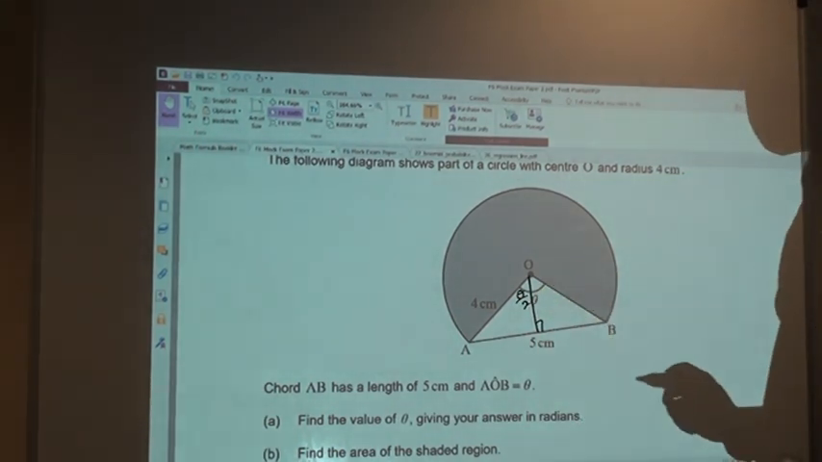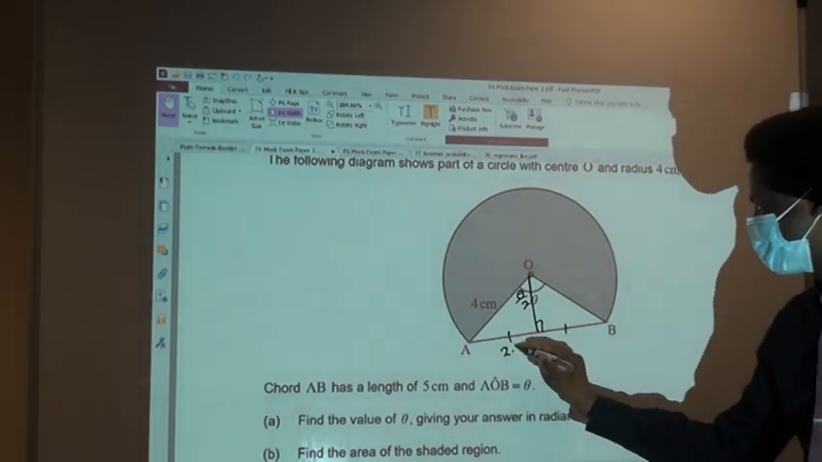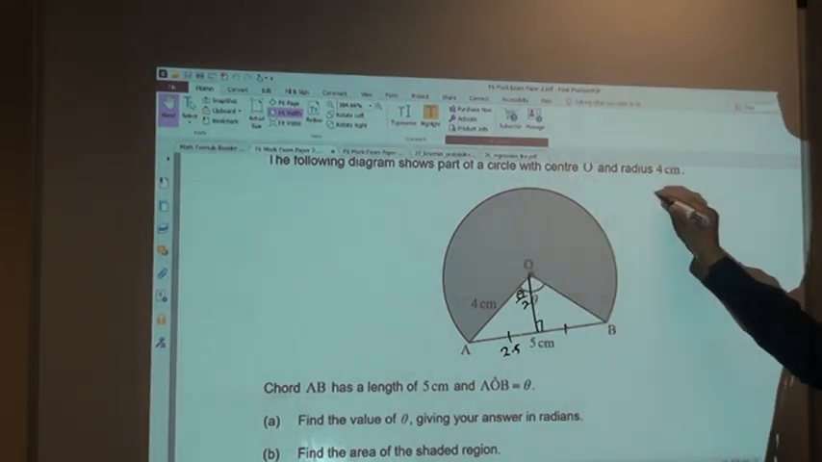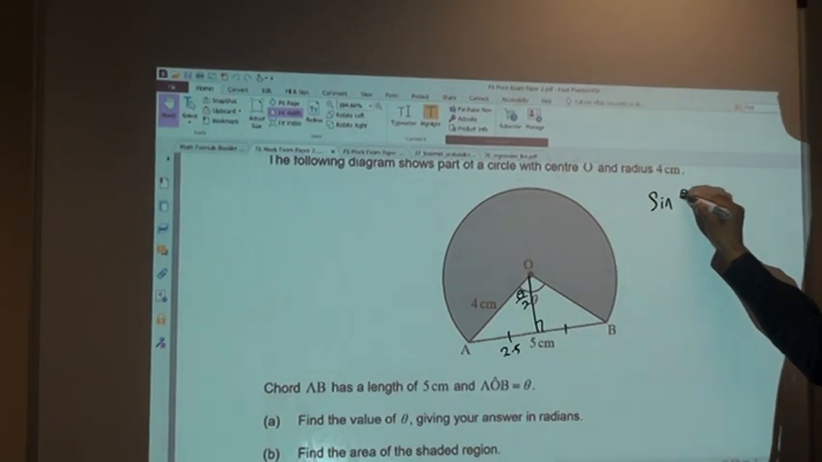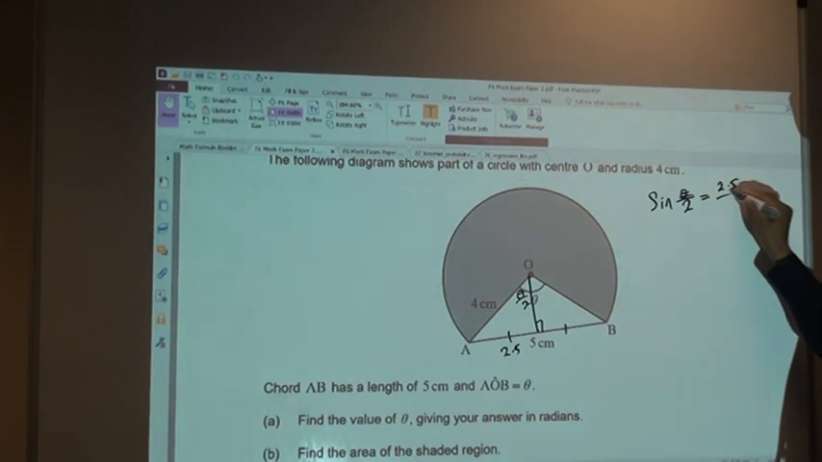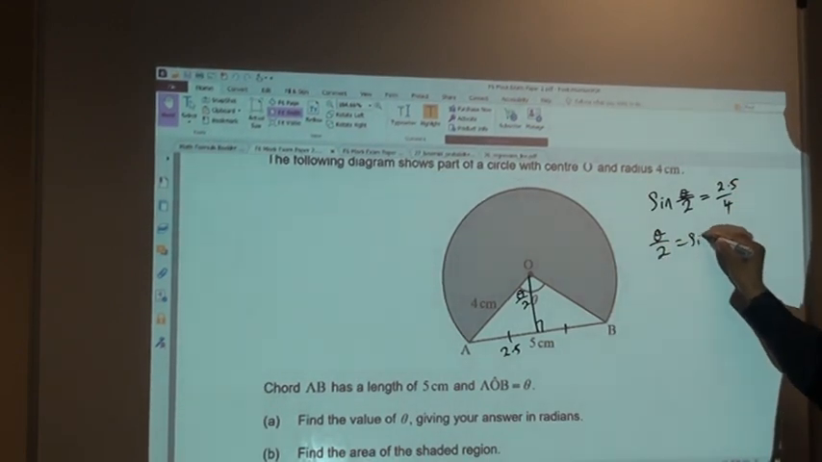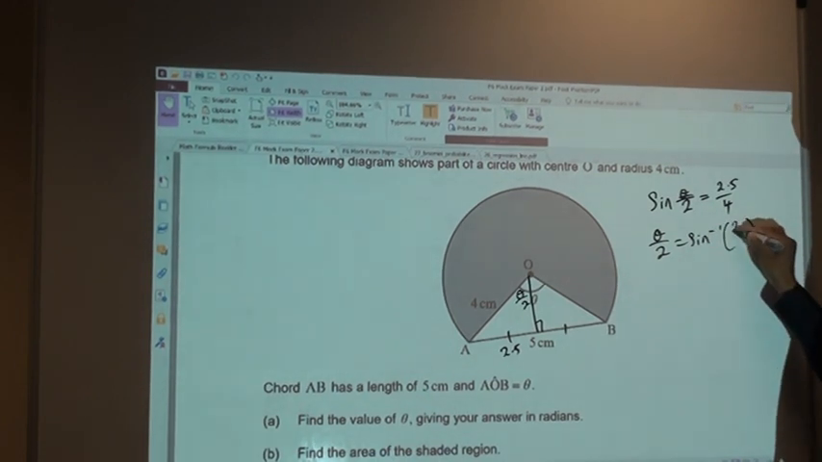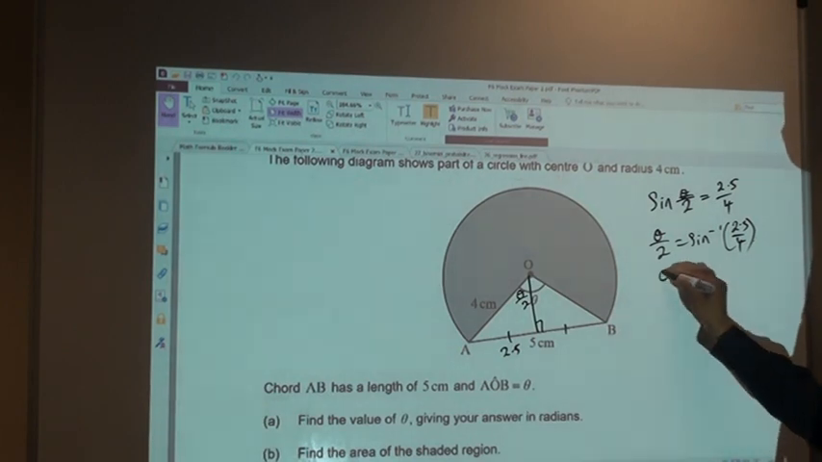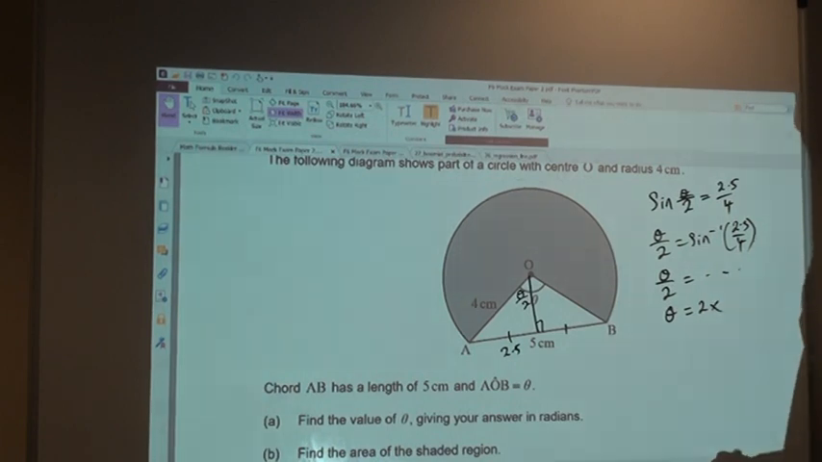Because by what you should know, these two will be equal, so this is 2.5, right? So you can use opposite over hypotenuse: sine of theta over 2 is equal to 2.5 over 4. So that theta over 2 will be the inverse sine of that. So it's 2.5 over 4. You don't have to simplify. No time for that. Then whatever you get for your theta over 2, your theta will be double that.